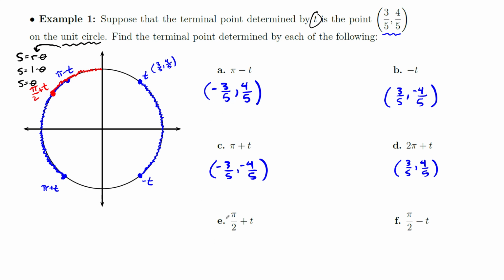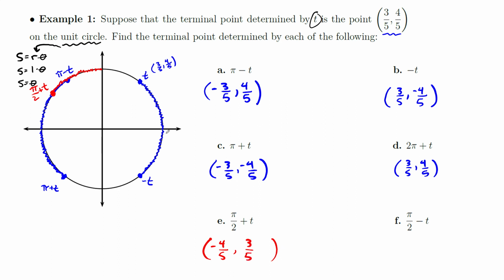And in fact, that's exactly what happens whenever you make pi over 2 or 3 pi over 2 your starting point and then go t from there, then whatever t was, you are switching the roles of x and y. So negative 4/5 for our x, positive 3/5 for our y.